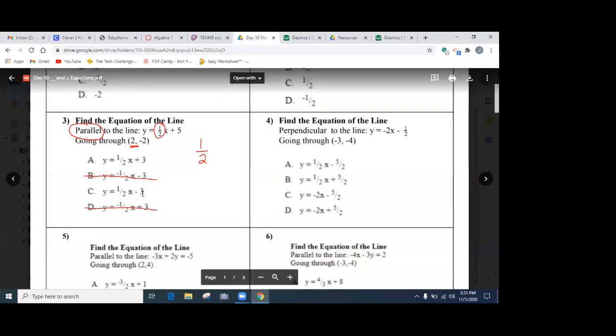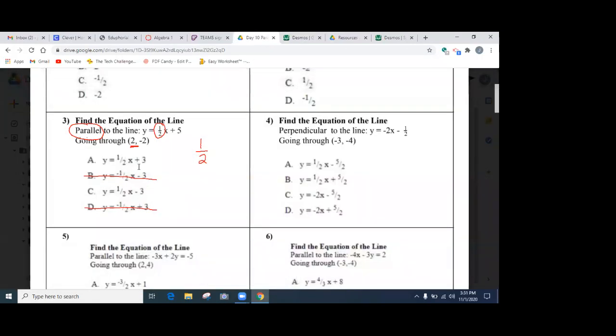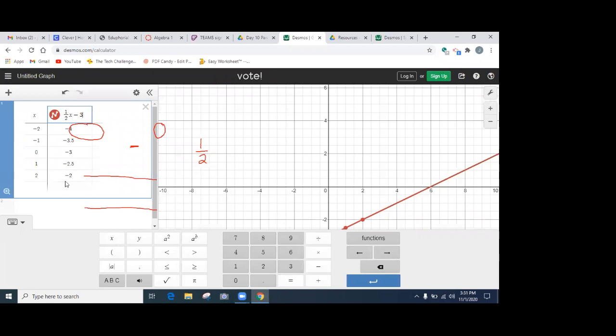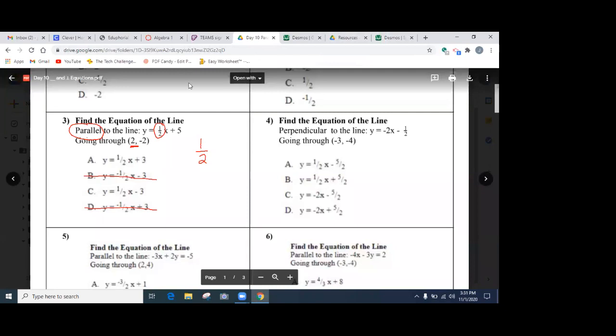So if you remember, the only difference between A and C was the fact that this was a minus. And so we switch that to a minus. And notice this says 2, -2. That's what we're looking for. And C is going to be our answer right there. So we just typed in C and it gave us 2, -2.